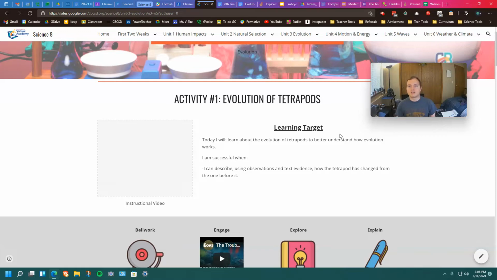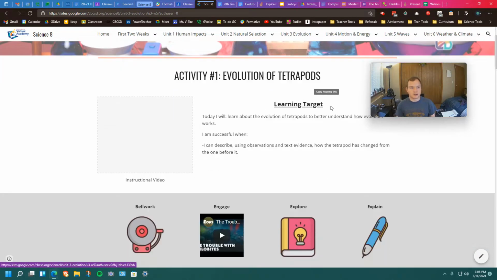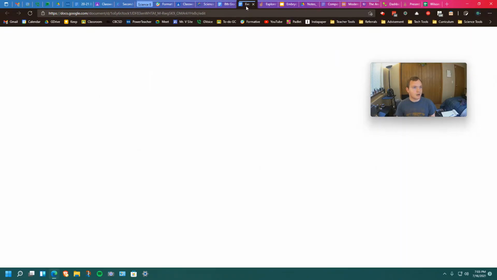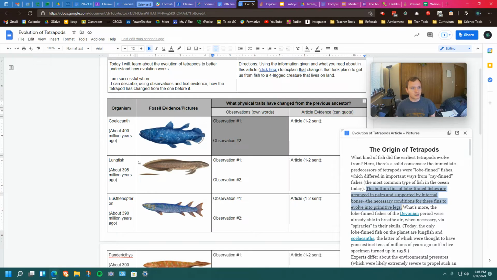Hello, 8th grade science. These are the directions for the evolution of tetrapods assignment that you see here. I have it open already. And so you're going to want to get this article where it says click here, open. That's what I have here. And that's where you're going to be filling this out.